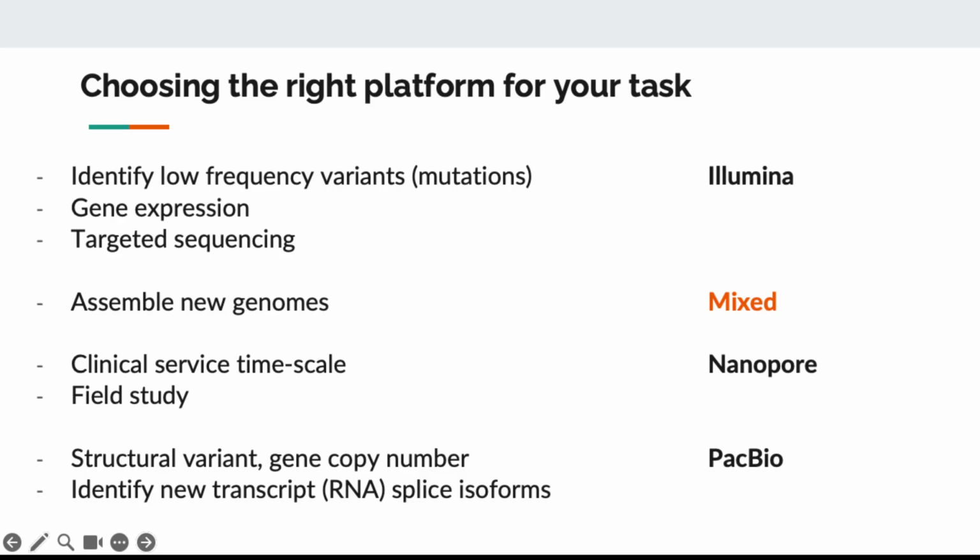If you want to assemble a new genome, like we mentioned before, a mix between short and long reads would be the best option, if you have money, of course. If you want to go into the field, or if you want something that's very fast for clinical service, then Nanopore is something that a lot of people can consider because of the unique characteristic of the technology. But you have to deal with the sequencing error that's higher than the other techniques.